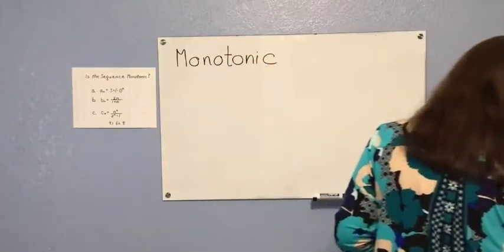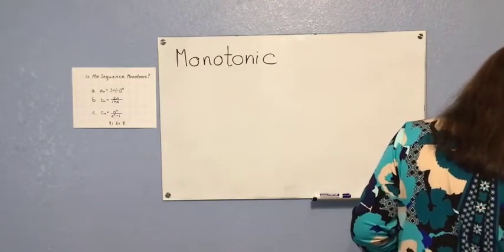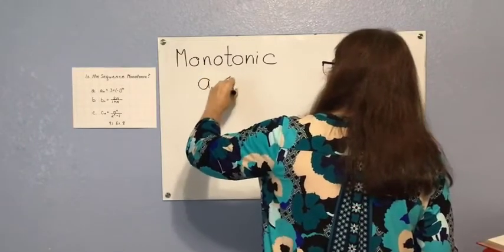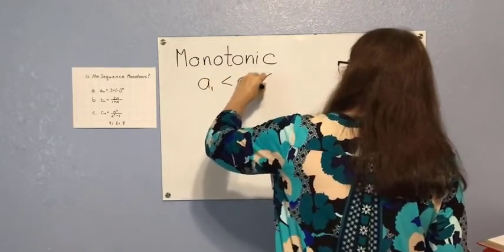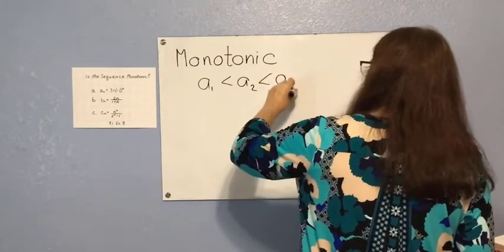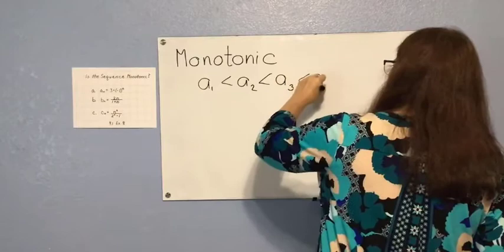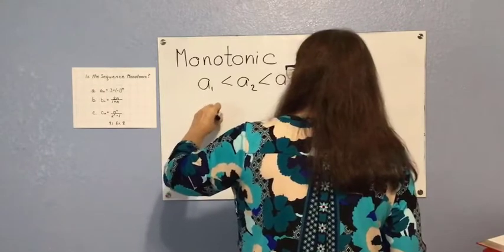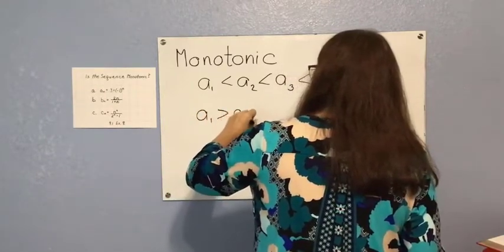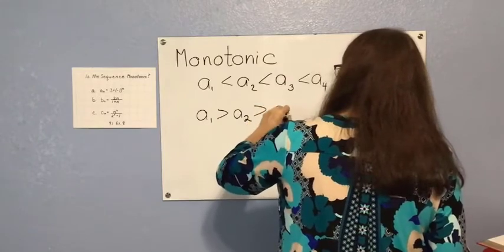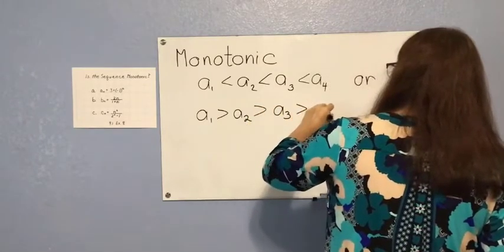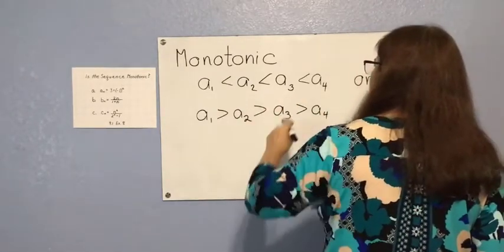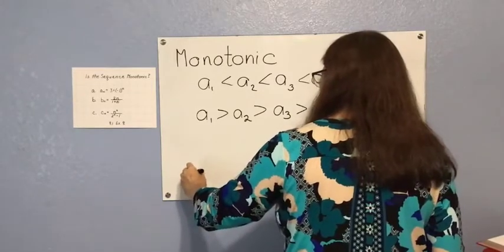Monotonic. If a sequence is monotonic, then either the terms are always ascending, or the terms are always descending. Okay? If we were to graph these, a function that's always ascending, of course, would look something like this.